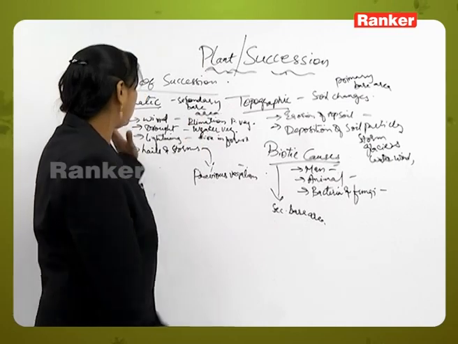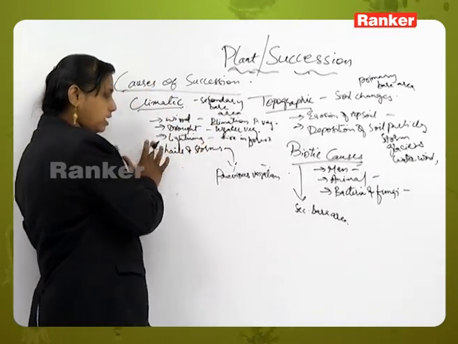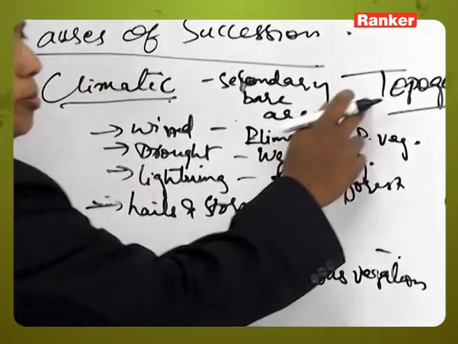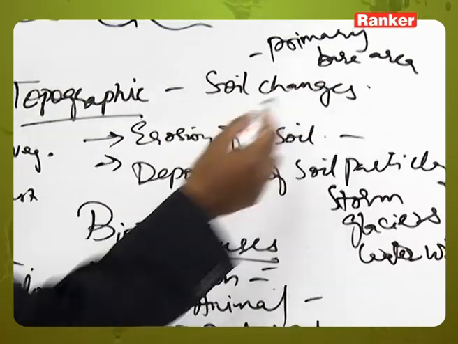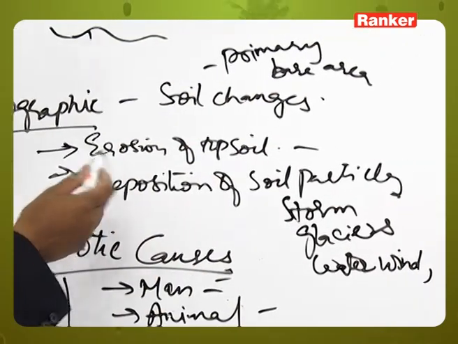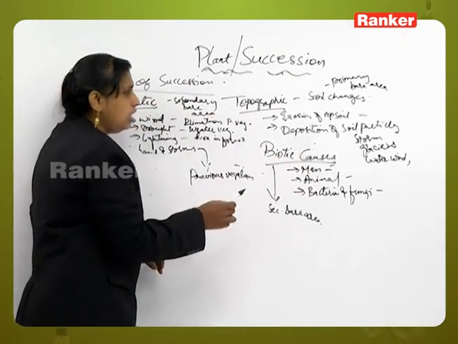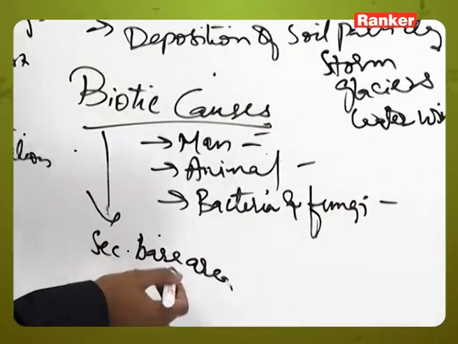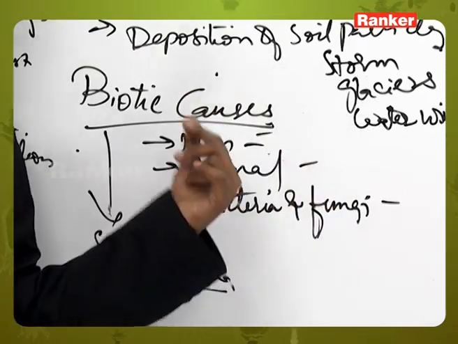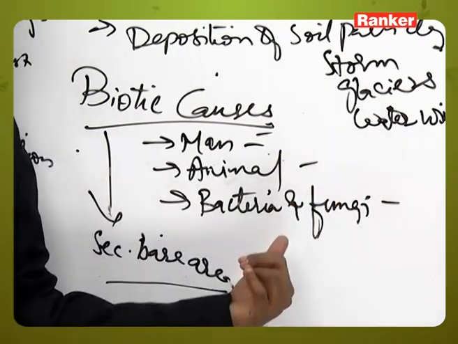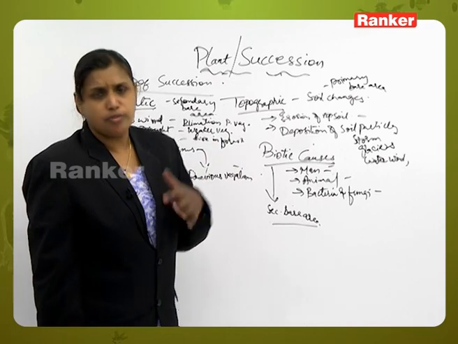So these are the three factors: climatic factors which lead to the formation of secondary bare area, such as wind, drought, lightning, hails and storms. Topographic factors, basically soil changes, give rise to primary bare area. It may lead to either erosion of topsoil or deposition of soil particles in that area. Next, biotic factors affect the vegetation and produce secondary bare area in a habitat: man may destroy the vegetation, animals graze the plant species, and bacteria and fungi eliminate the plant species by causing bacterial and fungal diseases.